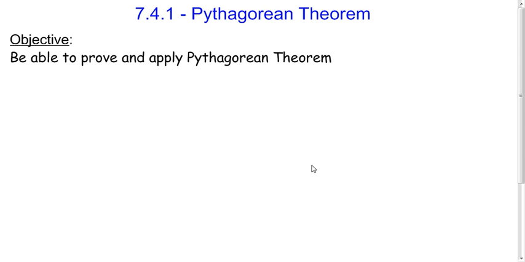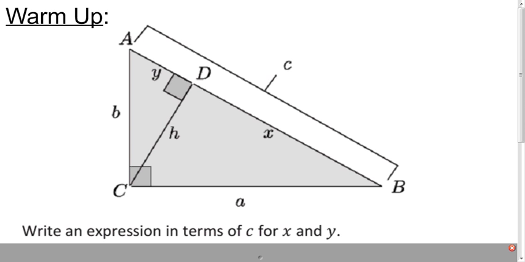Hello class, in this lesson we'll be learning how to prove and how to apply Pythagorean Theorem. So here's a warm-up, and this is going to help us out with our proof. So first we want to write an expression in terms of c for x and y. So how are x and y related to c?